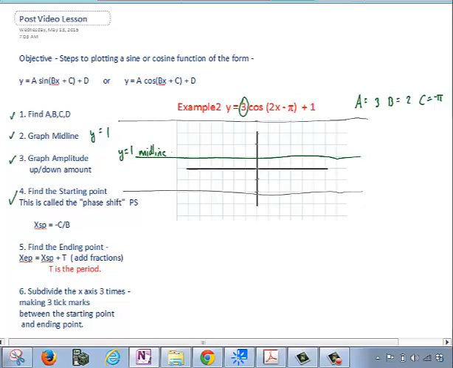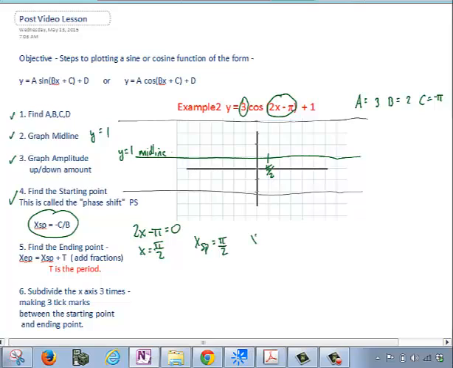Now we're going to find the starting point. I take 2x minus pi, what's inside the parentheses, set it equal to 0, and when I solve, I get pi over 2. This could easily be done by just taking the ratio of the negative c value over the frequency value. So my starting point is going to be pi over 2. I'm going to mark this point as pi over 2. Remember, that's on my midline.